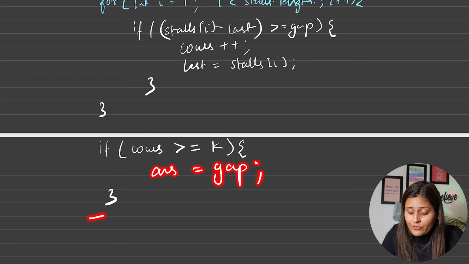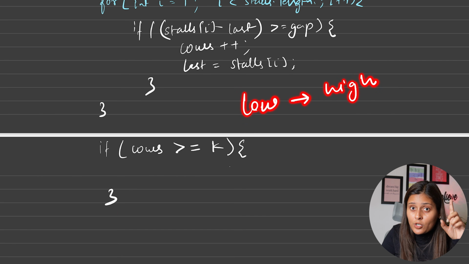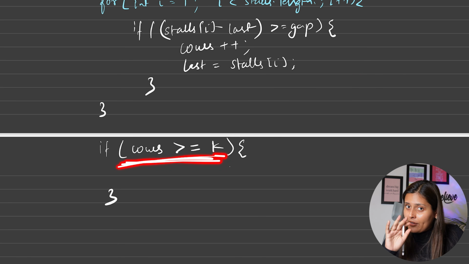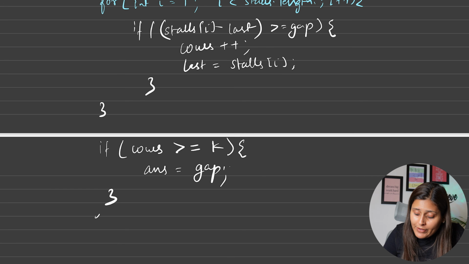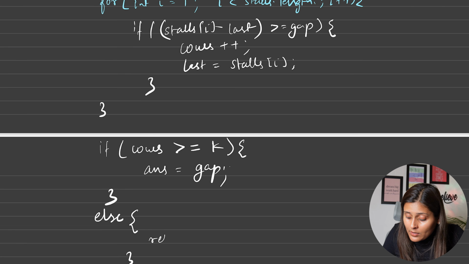And now when our if case will not pass, suppose the number of cows is greater, and this I am saying when you are running from lower side to higher side, like your gap you are taking from a low variable to a high variable, for that the if case will definitely pass, and you will save that gap in the answer variable. And once the else case hits, you can return the previously saved answer.